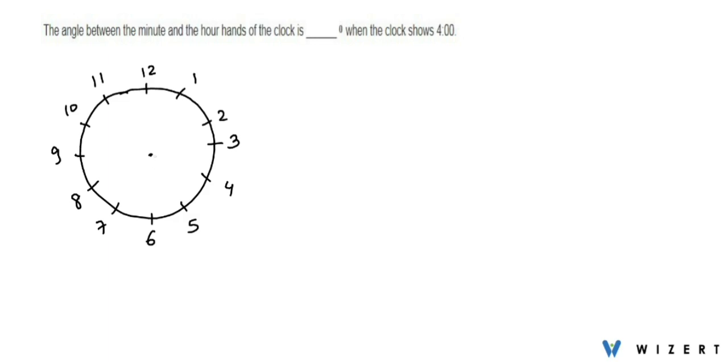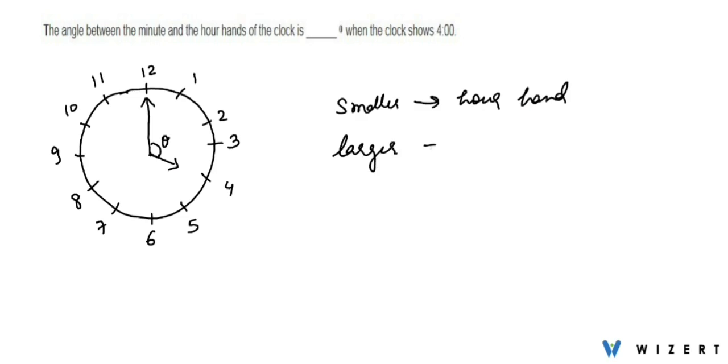So at 4 o'clock, the small hand will be at 4 and the bigger hand, the minute hand, will be at 12, and the hour hand will be at 4. So this angle theta we have to find out. This smaller hand is representing the hour hand and the larger hand is representing the minute hand. Now we have to find this angle theta.